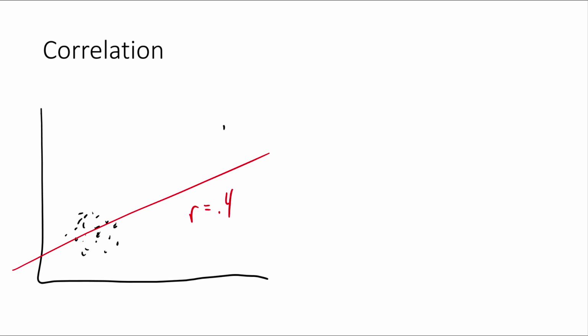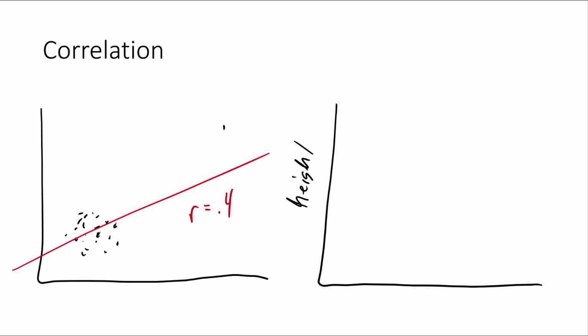So one of the other things to be careful of with correlation is that correlation is only linear. So it can only measure linear relationships. So if we take the relationship between two variables, let's say height and age.